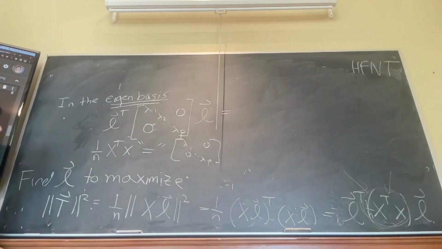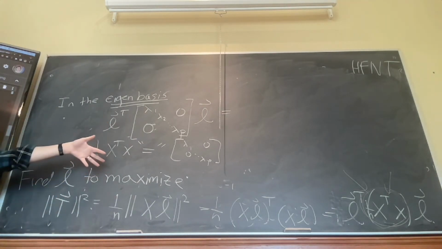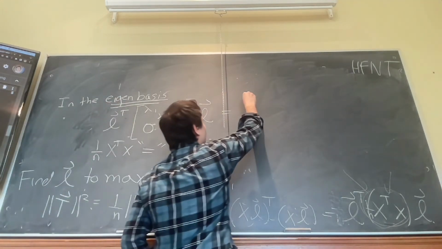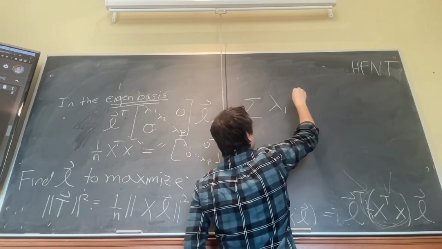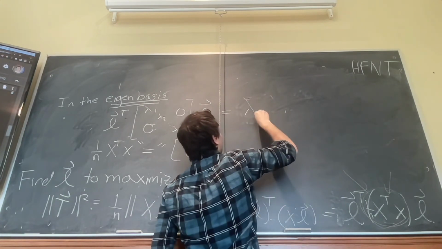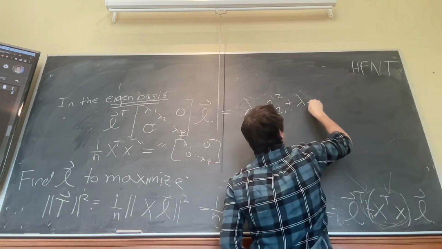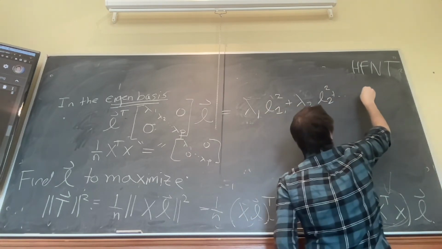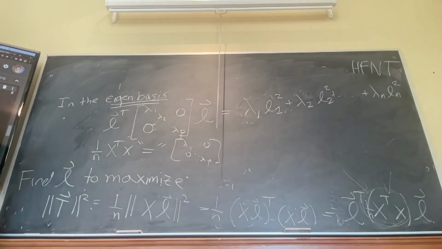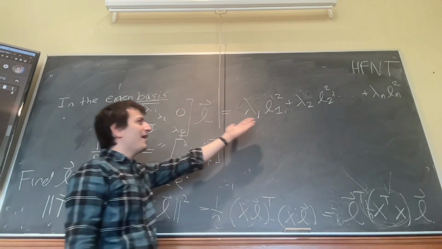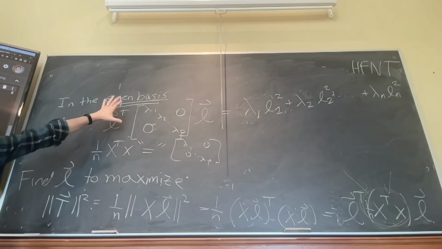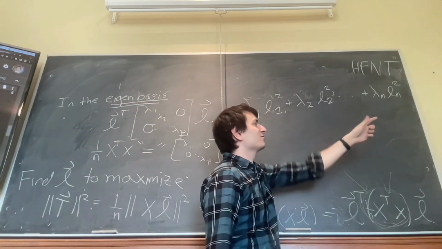When you do this, L1 will never interact with L2. L1 will stay on its own because it's a diagonal matrix. So you end up with the sum: lambda 1 times L1 squared plus lambda 2 times L2 squared, all the way to lambda n times Ln squared. The nice thing is that if you write it in the eigenbasis, it's very easy to write down just in terms of the L's. L1 does not interact with L2. There are no terms like L1 times L2. All the terms are just L1 squared, L2 squared, and so on.